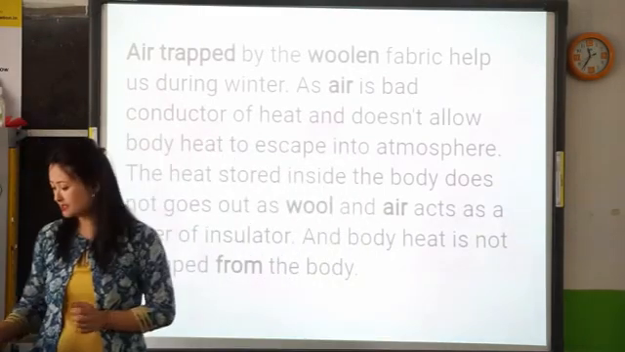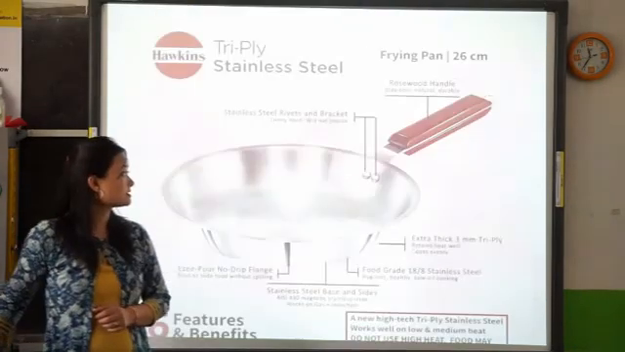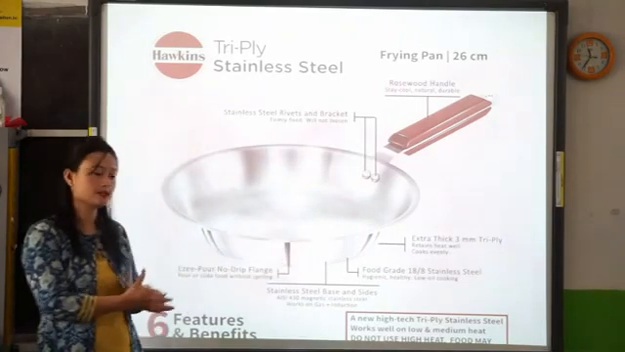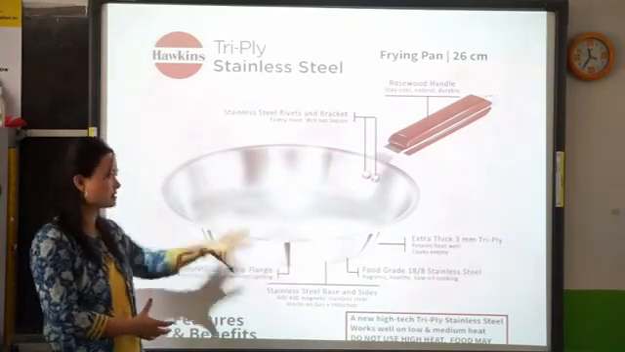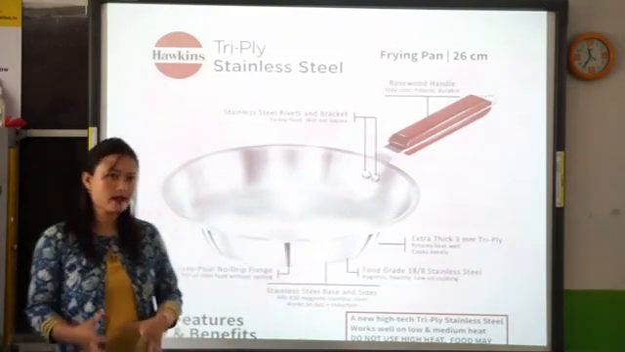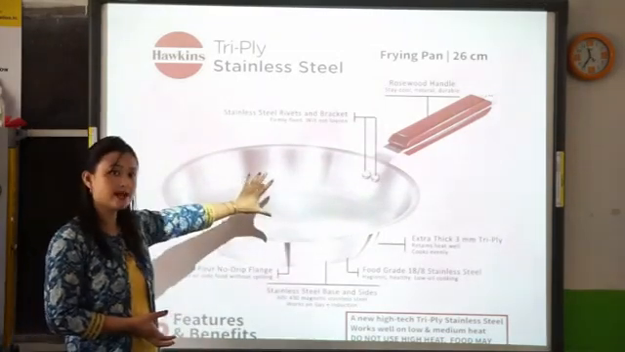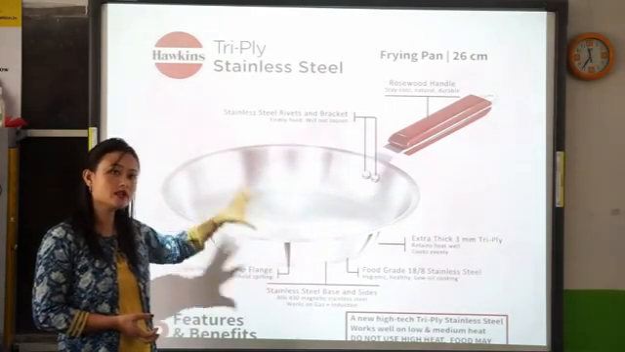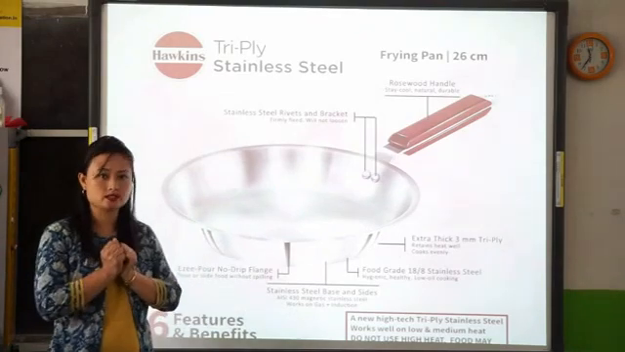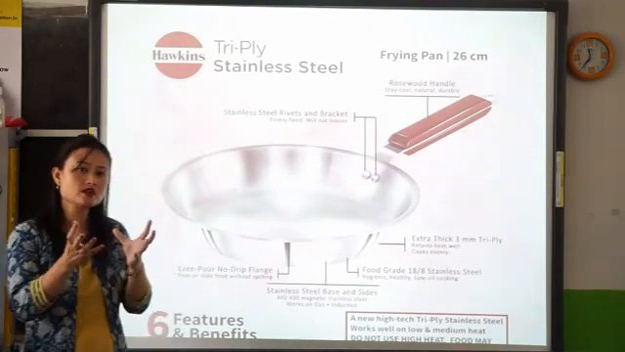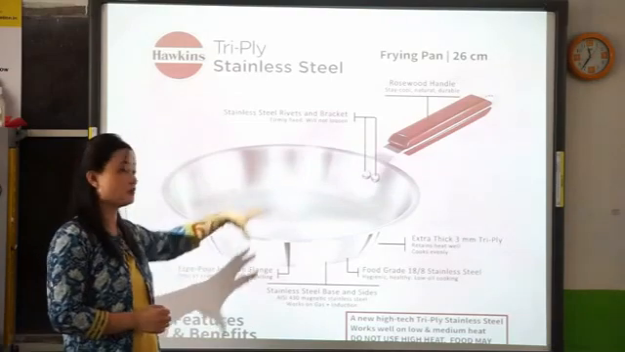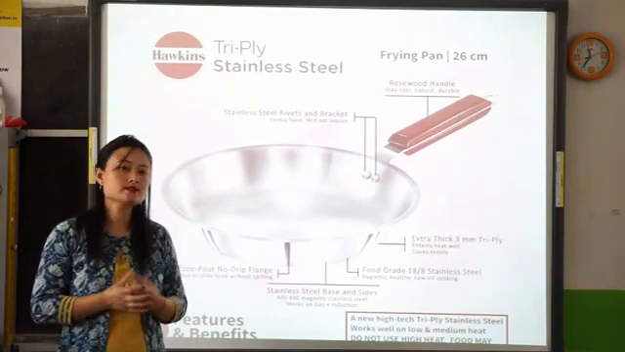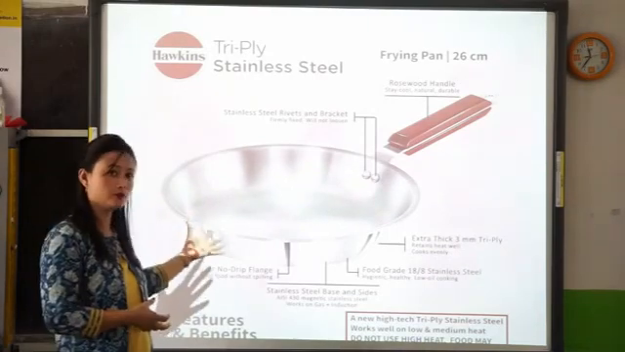Most of the cooking utensils, in fact all the cooking utensils, are made of metals. Why? Because metals, as we discussed, are good conductors of heat. They absorb the heat quickly, so the food cooked in them gets cooked faster, thus saving time and fuel.